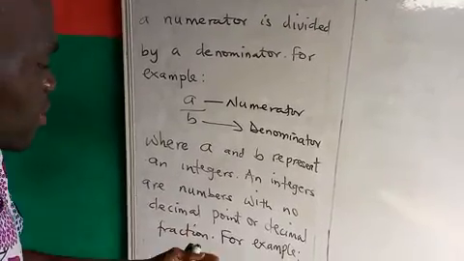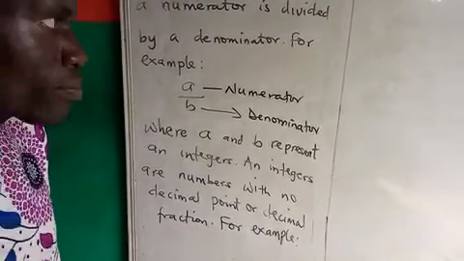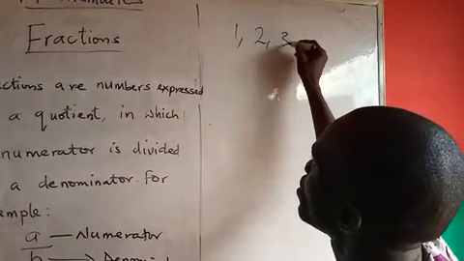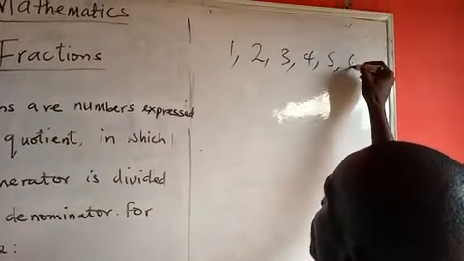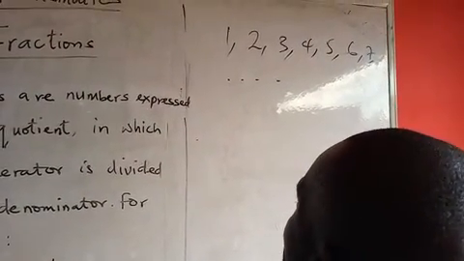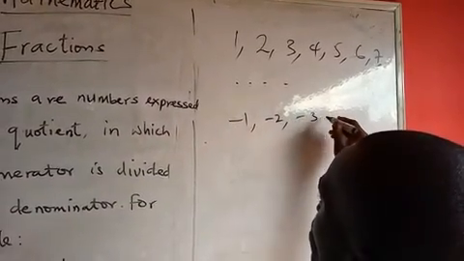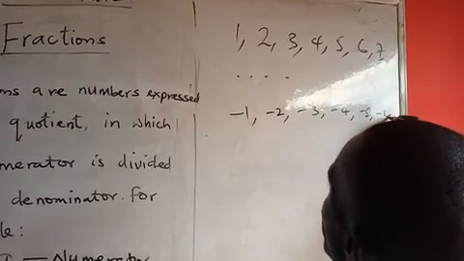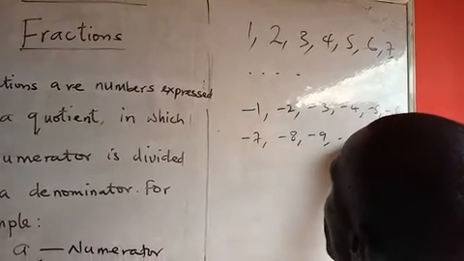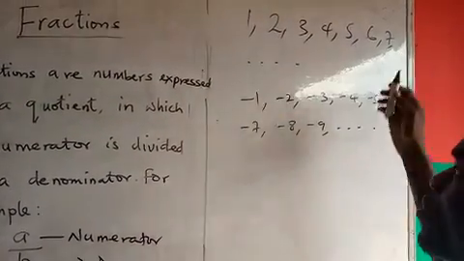And what are integers? Integers are numbers with no decimal point or decimal fraction. For example, 1. There is no decimal point in 1, or in 2, 3, 4, 5, 6, 7, and so on. Now, we can also have integers such as minus 1, minus 2, minus 3, and so on. It means that we can also have negative numbers to infinity. The same thing applies to positive numbers.